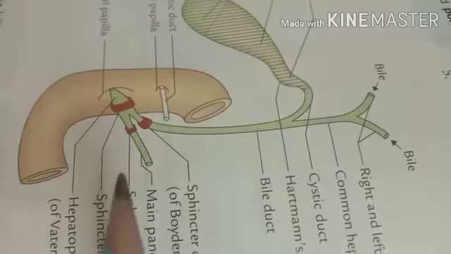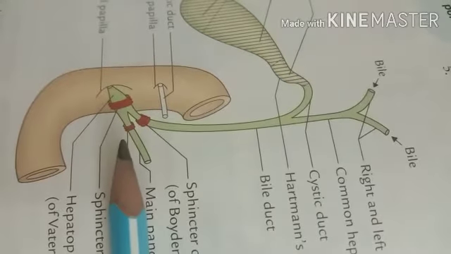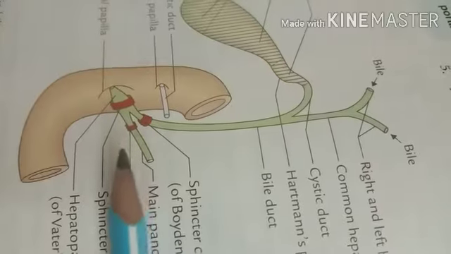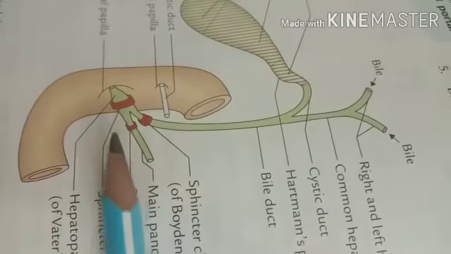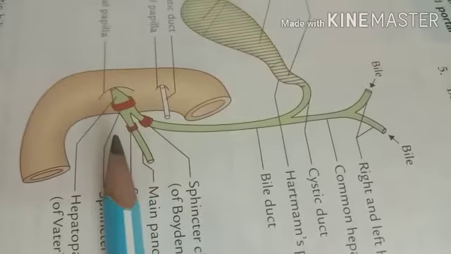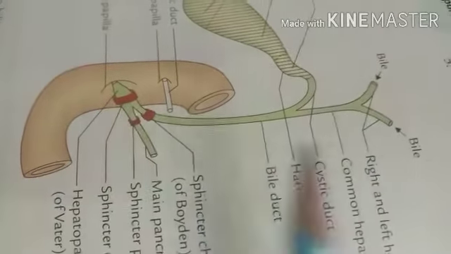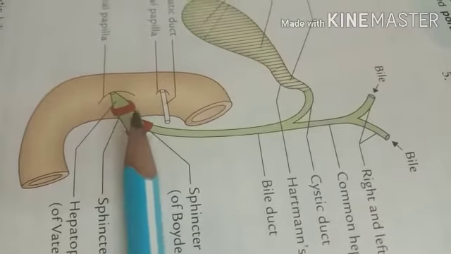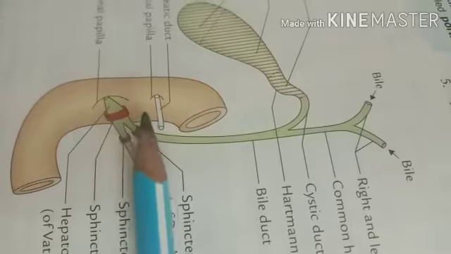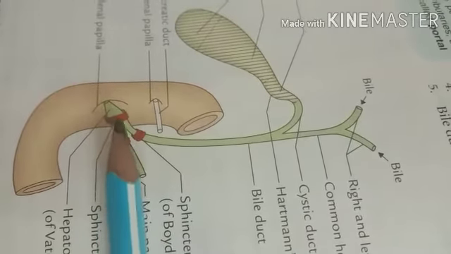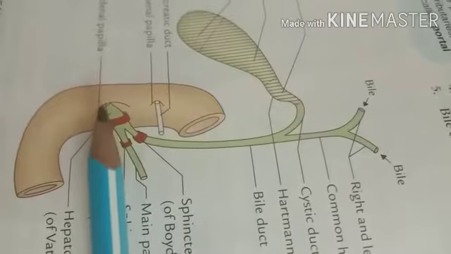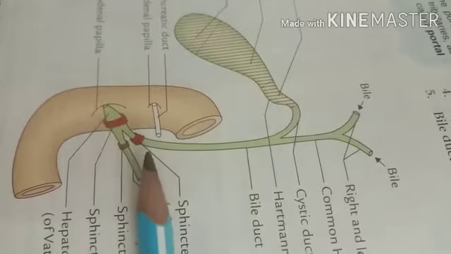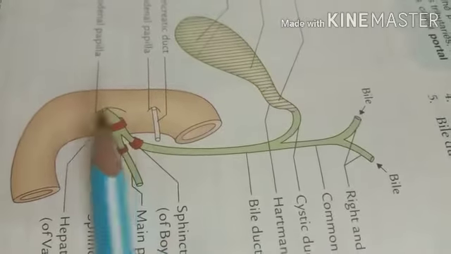Then second, another less developed sphincter, present usually around the terminal part of the pancreatic duct, is called the sphincter pancreaticus. This one, red color. And the third surrounds the hepatopancreatic ampulla. This one is called the sphincter of Oddi, where it enters the second part of the duodenum.